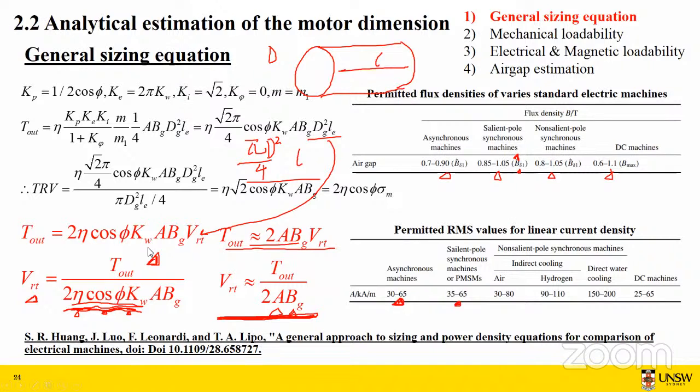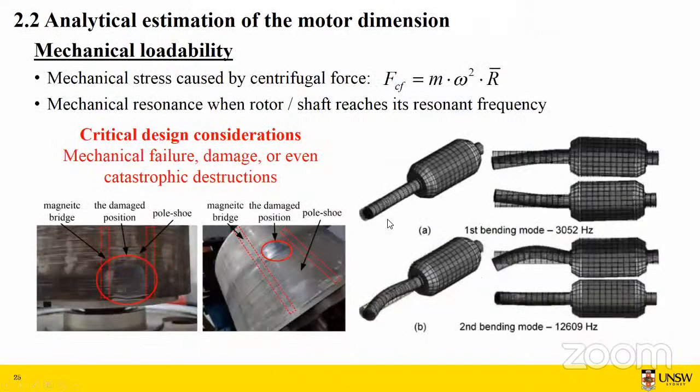It's easy to remember, right? Okay, let's move on. So we have talked about the general sizing equation, which is the most important one. Next is the most critical one, that is the mechanical loadability of an electric machine.